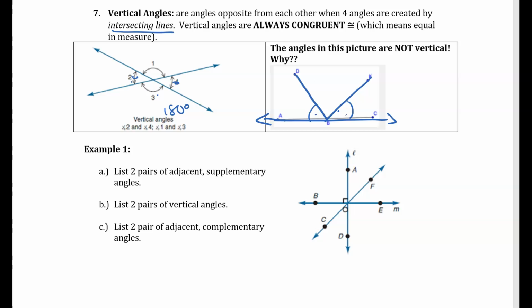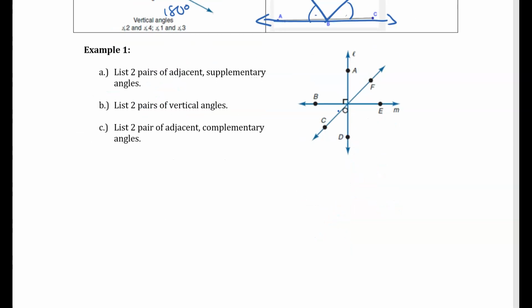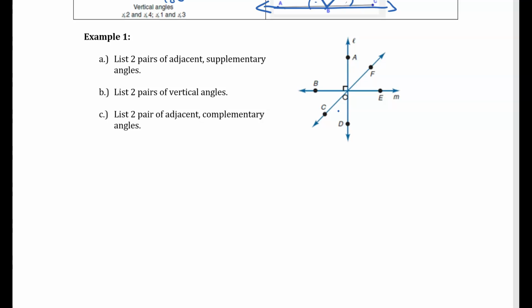So let's look at example 1. This would be a great place to pause the video and see if you can answer these ones. It says to list 2 pairs of adjacent supplementary angles. So I'm going to look for angles that form a line. Supplementary means 180 degrees, so I'm just going to find a line in the picture.